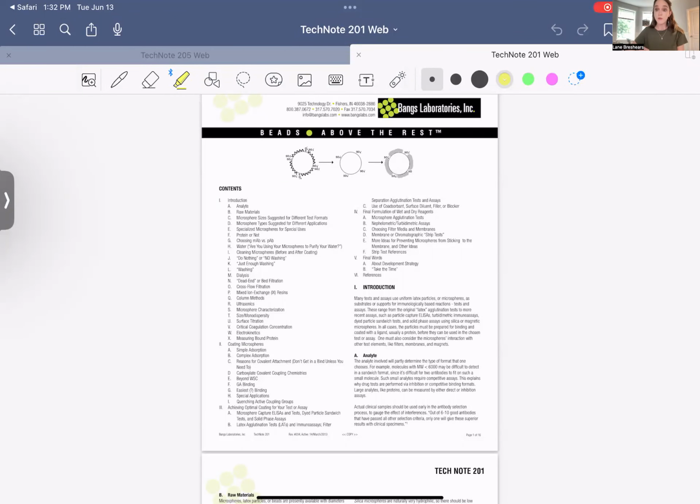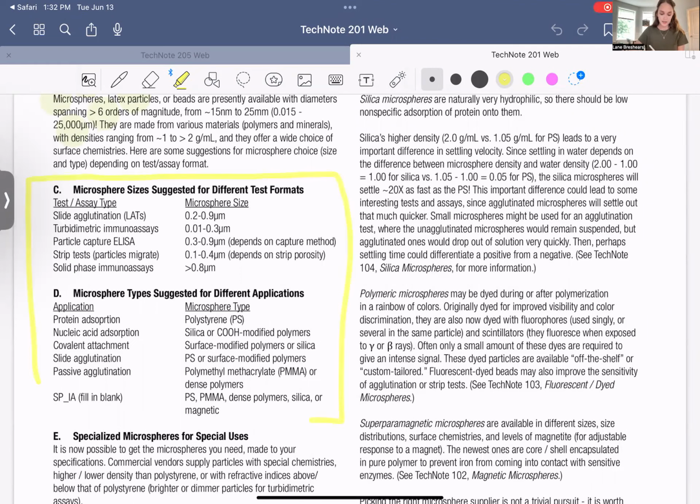Okay, so if you are needing to have some more information before you choose which type of microsphere you'd like to use, TechNote 201, titled Working with Microspheres, has a great resource here where we can get a general idea about why people use the different functional groups on the surface of the microsphere based on their application. So definitely take a look at this resource if you need help deciding.